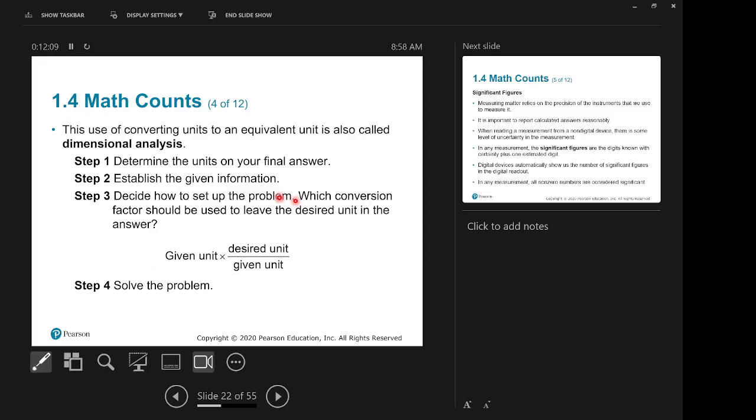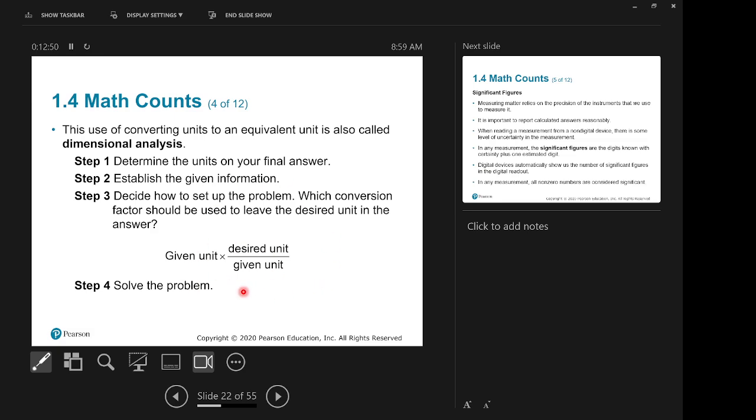Okay, now, so you're going to, number one, determine the units your final answer needs to be in. Establish the given information. Decide how to set up the problem, which conversion factor needs to be used to leave the desired unit in the answer. Typically, this is going to be the desired unit on the top and the given unit on the bottom. Because if you do it the reverse way, you're going to get 1 over what you want. And so you'll get flipped units, right? So you always want to try to line up the desired unit you want to end up in on the top. The things that you can cancel, because you know you can cancel them, are usually best on the top. Okay?